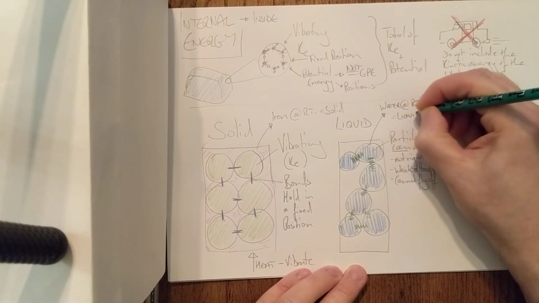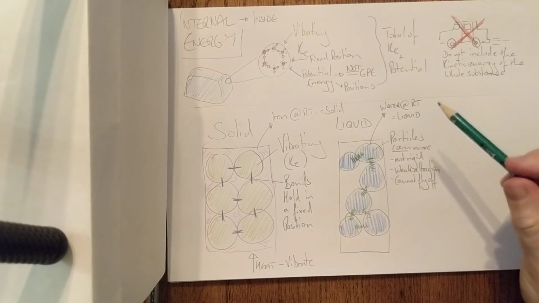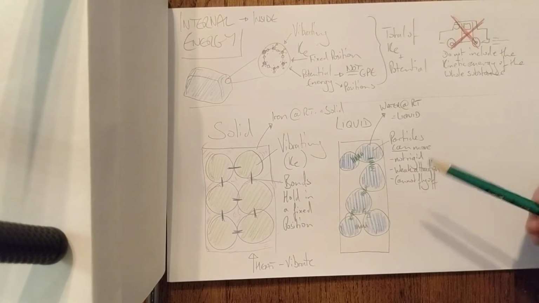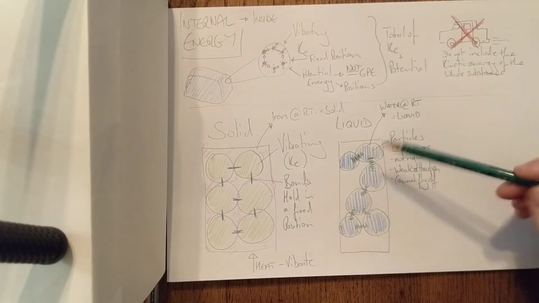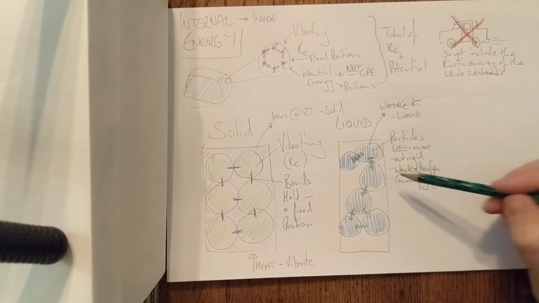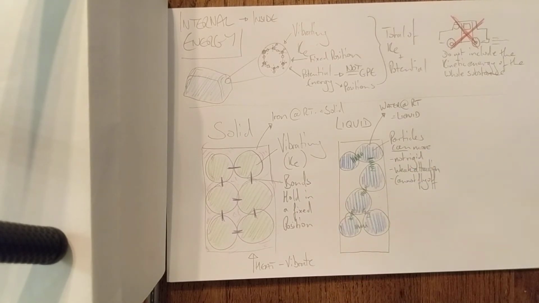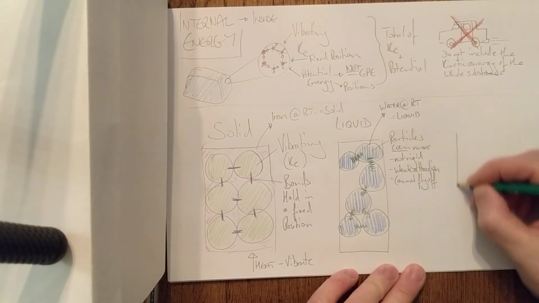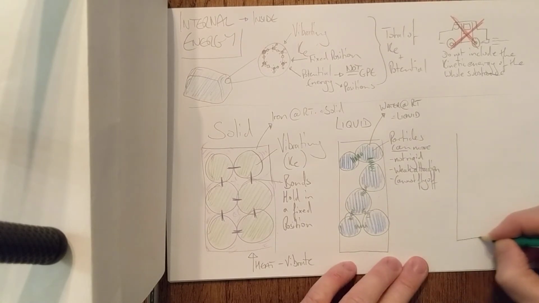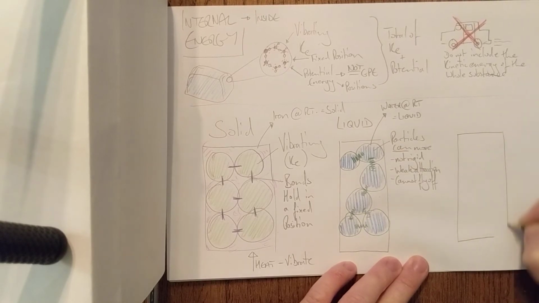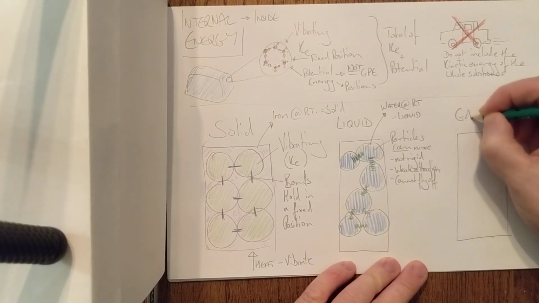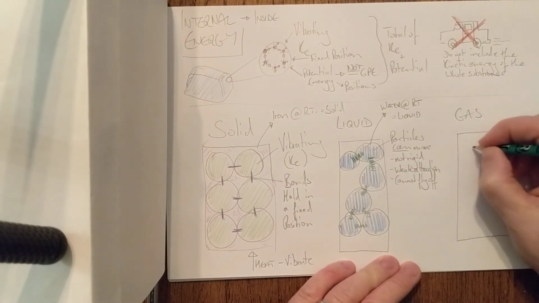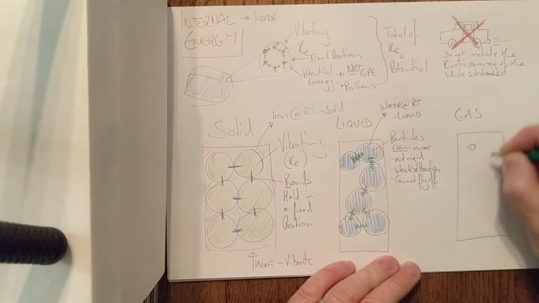So we've got those attractions. The attractions are not particularly strong. They can't hold this in a rigid arrangement, but they do stop the particles from just flying off. And now, finally, I'm going to do gas. I'm going to have to zoom out a little bit here, so my particles are going to be quite small.